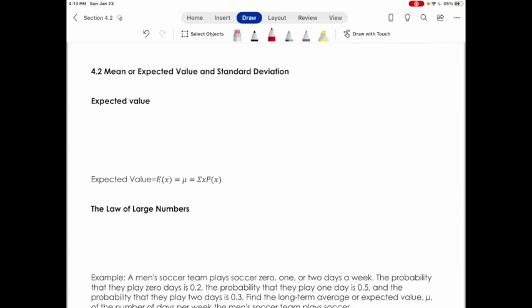In this lesson, we're going to discuss the mean or the expected value and the standard deviation of a probability distribution. We want to think about the mean of a random variable and what you would expect to happen over thousands of trials. This is what's known as the expected value. So you want to look at the expected value as the long-term mean or average.